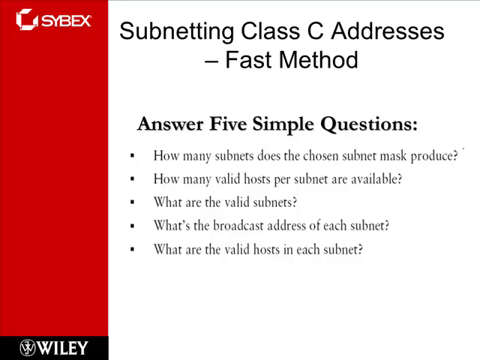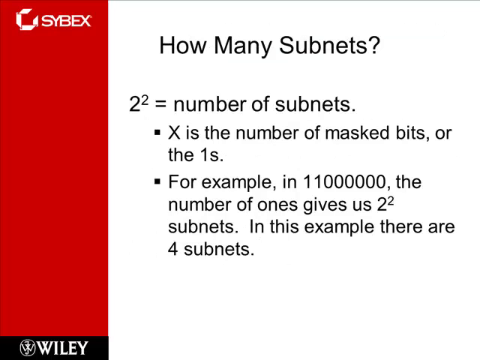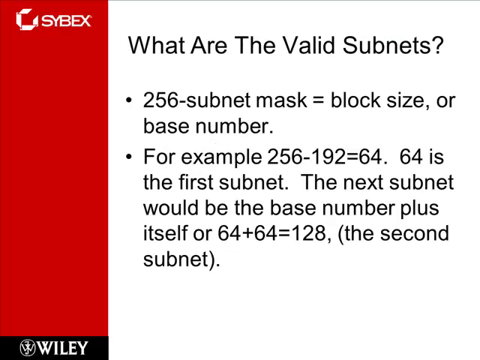What are the valid subnets? What's the broadcast address of each subnet? Broadcast address, all 1s in the hosts. What are the valid hosts in each subnet? Add 1 to the network and subtract 1 from the broadcast. That range is your assignable, your valid addresses. How many subnets? We've already done those.